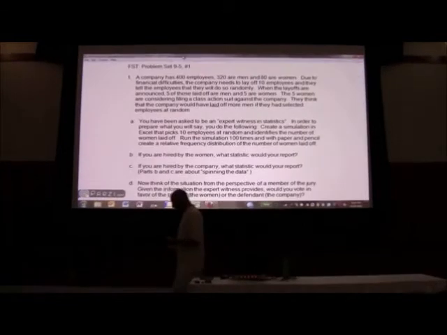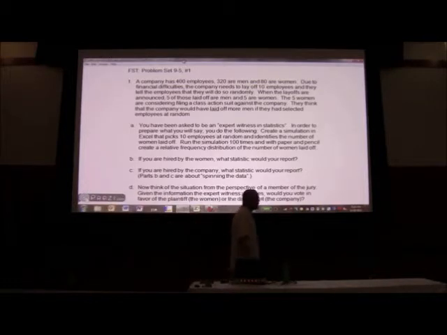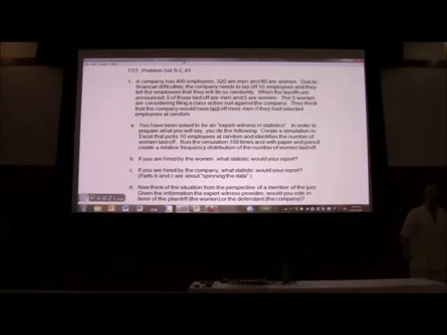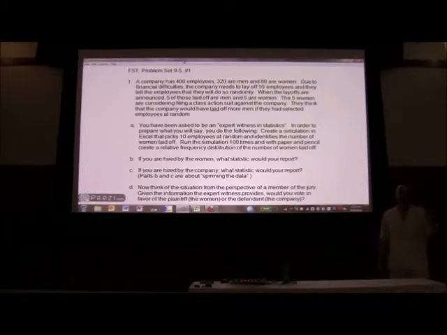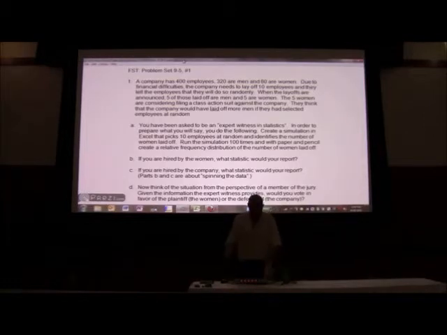So here's a problem. There's a company with 400 employees, 320 are men, 80 are women, and they have to fire 10 people. Economic bad times. The pink slips come out, and it turns out that 5 are men and 5 are women. And the women say, this isn't fair. The company claims they're firing people randomly. Well, what's the probability that if there were this distribution of men and women and they fired them randomly, you would fire 5 women and 5 men?